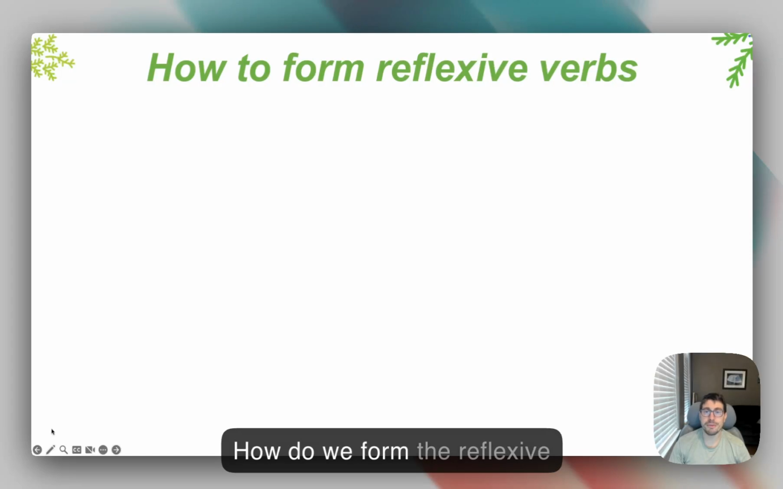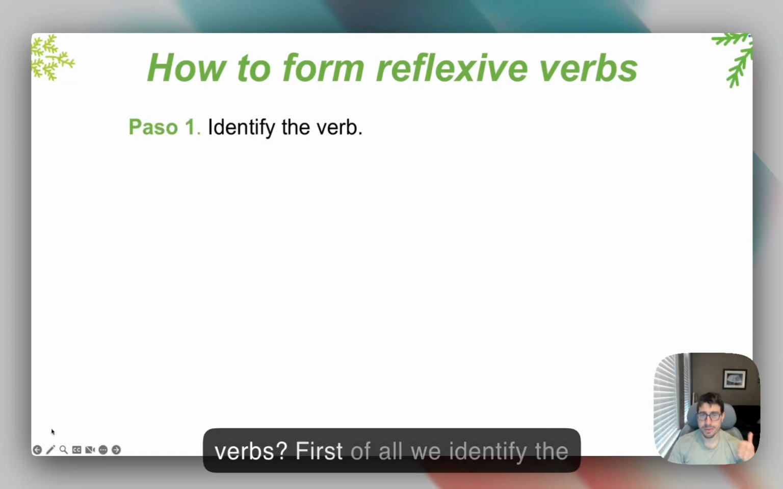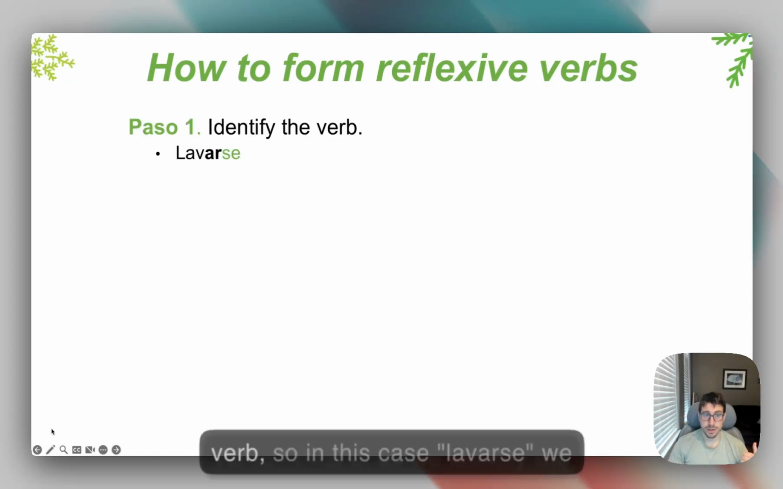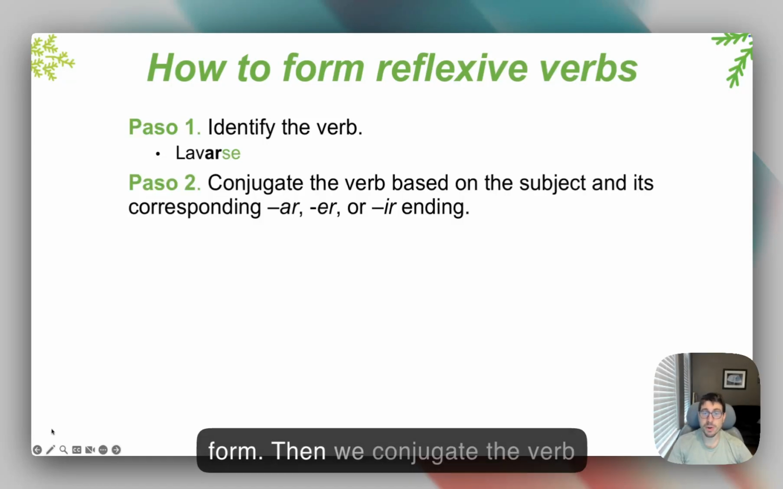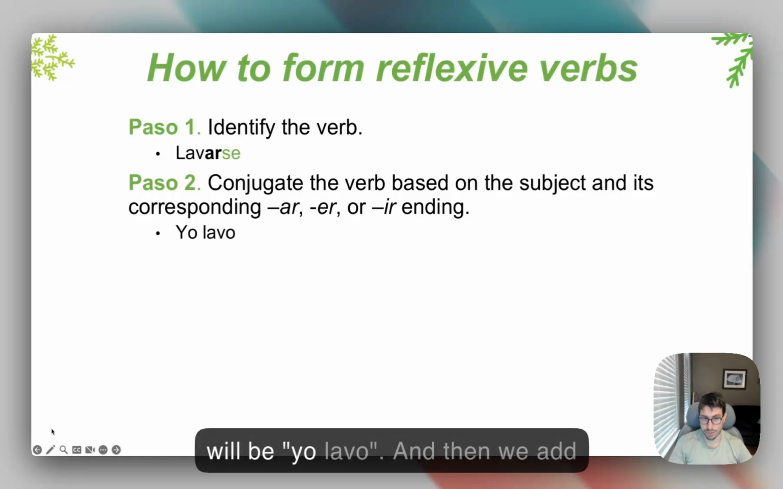How do we form the reflexive verbs? First of all, we identify the verb. So in this case, lavarse, we see the AR, so it's an AR verb. There are ER and IR verbs that you can find also in the reflexive form. Then we conjugate the verb based on the subject and its corresponding AR, ER, or IR ending. So if the subject is yo, it will be yo lavo.